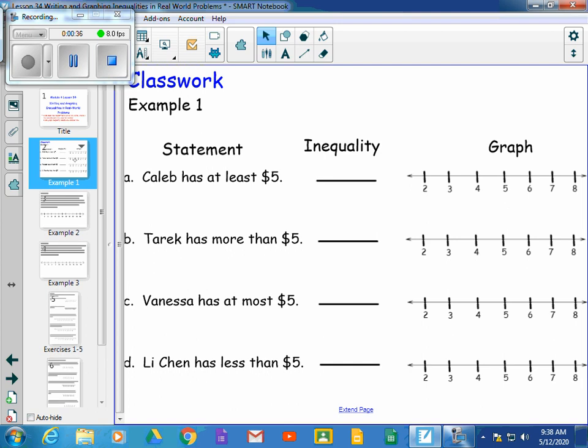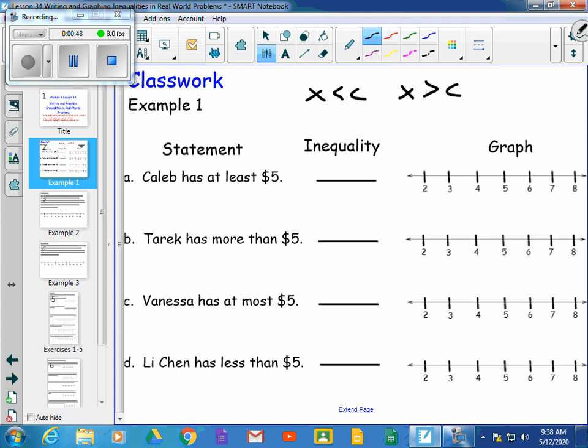Let's start with example number 1. They give us a statement and we have to write an inequality in that x is less than c or x is greater than c form. X, or any variable, is going to be compared to a constant number. A constant number is like a 1, 2, 3, 4, numbers that are always the same amount.